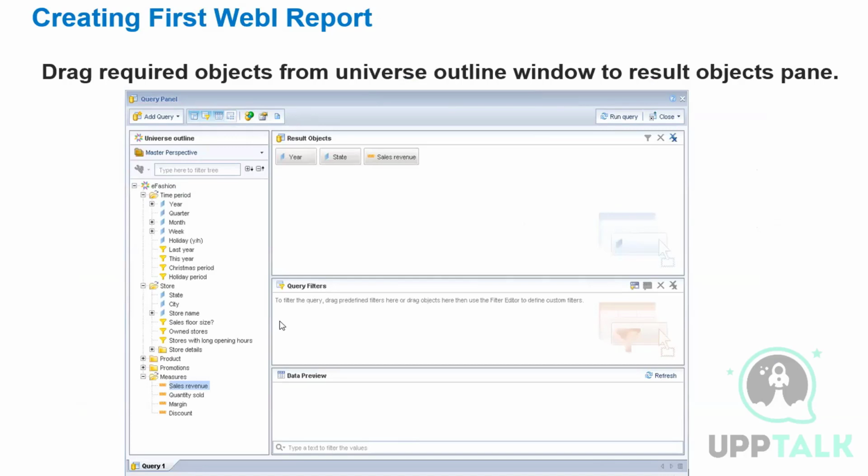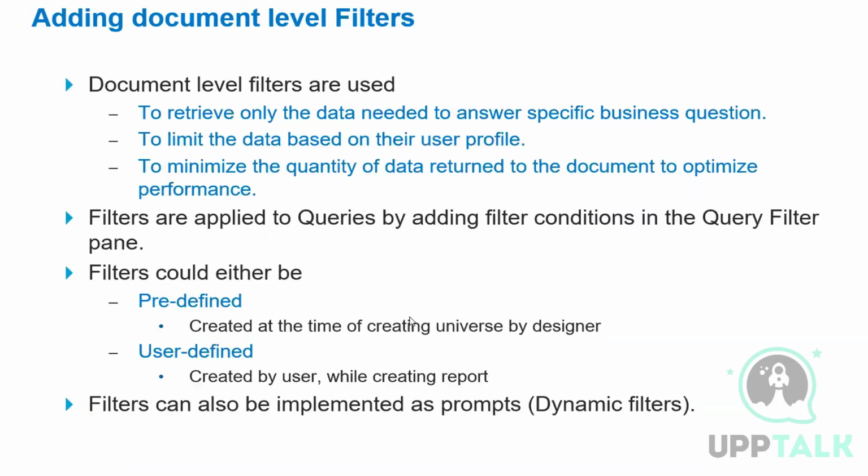Whatever filters we put here will be applied to the total document, the total report, for every tab. That is called a document level filter. Document level filters are used to retrieve only the data needed to answer a specific business question. If they want to concentrate on only the Asia region, we can put region in the filter as Asia, fetch the data for Asia and do our analysis. If the salesperson or supervisor is from the Asia region, he will be more interested in that data only.